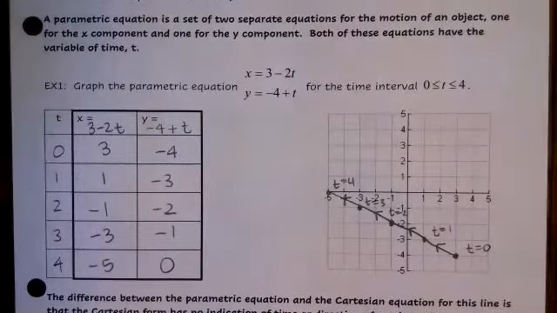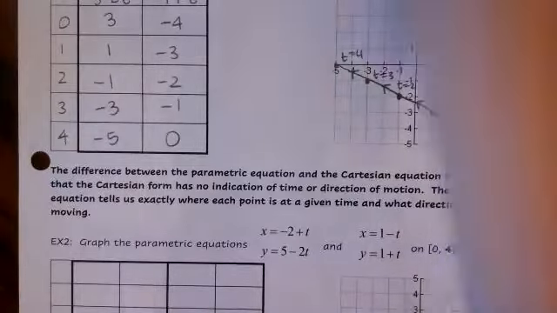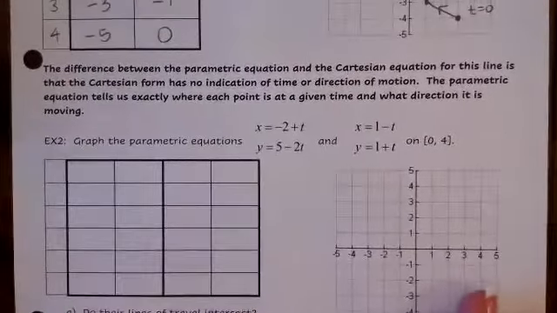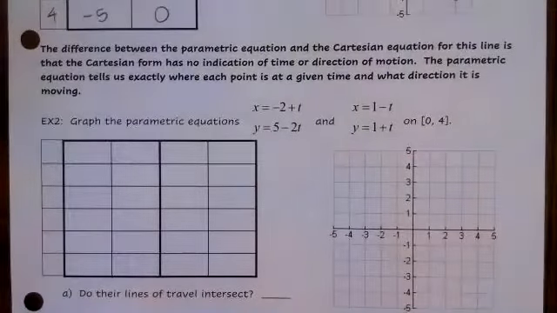All right, we're going to expand on that a little bit here with another example. It tells us the difference between the parametric equation and the Cartesian equation for this line is that the Cartesian form has no indication of time or direction of motion. The parametric equation tells us exactly where each point is at a given time and what direction it is moving.